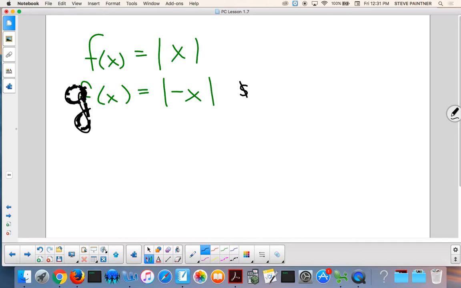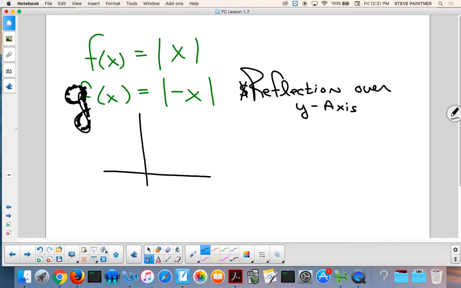Okay, and I'm sorry, we don't call it symmetrical. We call this what now? It's a reflection. Stayed the same over what? Y-axis. Okay. So if I go like this, here's my function right here. That's the absolute value of x.